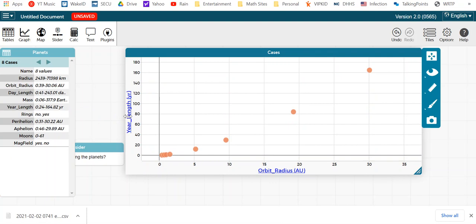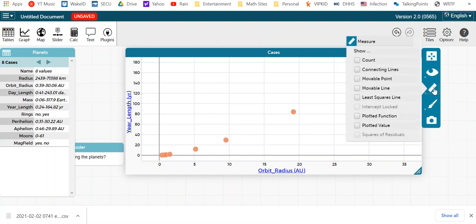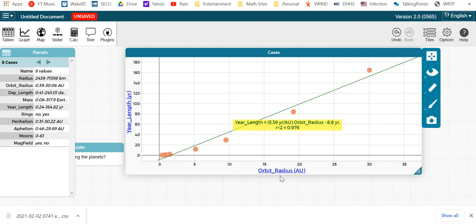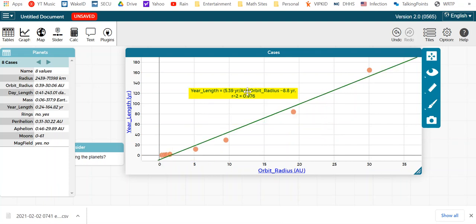Oh, now there's a trend. That is something where you could come in here with a least squares line and look at that. Your R squared is 0.976. Now there's a relationship worth talking about. All right, it is their orbit radius versus how long their year is, and there is a clear relationship. If you do 5.39 times their orbit radius and then subtract 8.8, you'll wind up with how long their year is. And the R squared value tells you that this is a good bet right here.